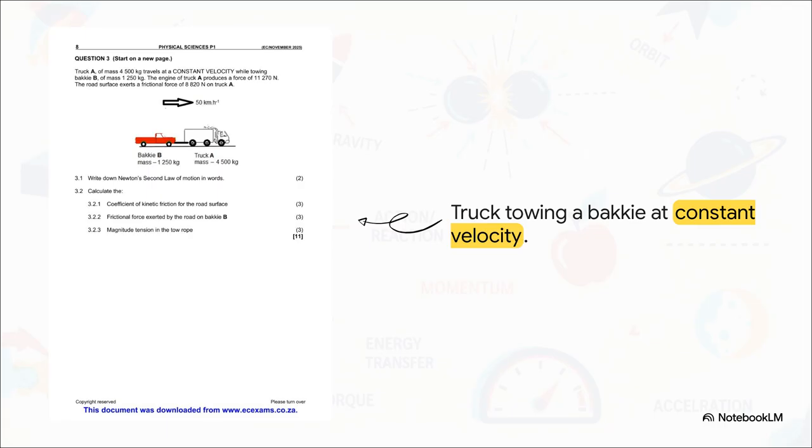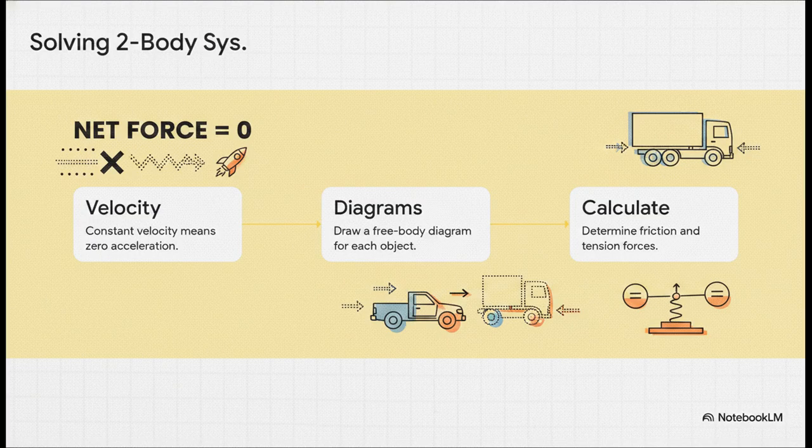Here we've got a 4,500 kilogram truck towing a 1,250 kilogram bakkie. Now notice how the problem explicitly tells you the truck is traveling at a constant velocity while towing. Guys, this is a massive, massive clue hiding right in plain sight. The secret to unlocking this kind of tricky two-body problem is realizing that constant velocity means your acceleration is zero. And if acceleration is zero, your net force is zero across the entire system.